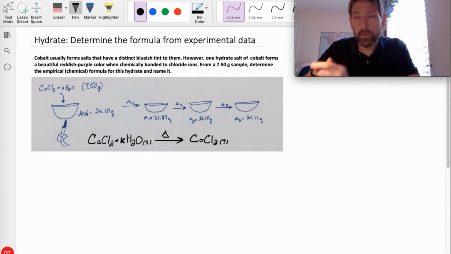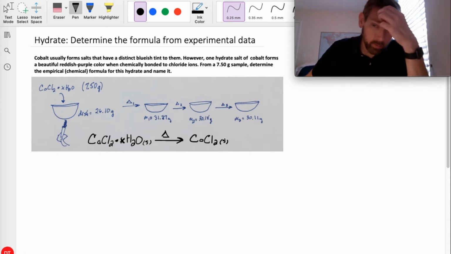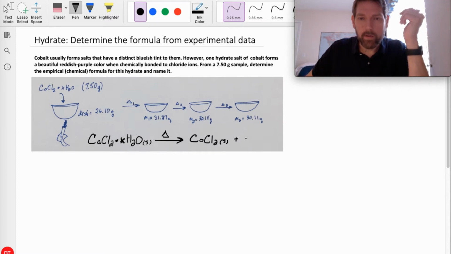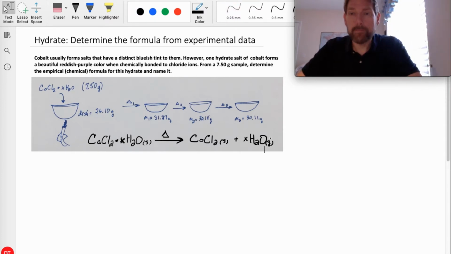It would probably look different. More than likely it would look different, right? Remember, color is a sign of chemical change. And then we would have X moles of water. Again, that's what we're trying to figure out. And since you're heating it up, we're going to show this in the gaseous phase, right?